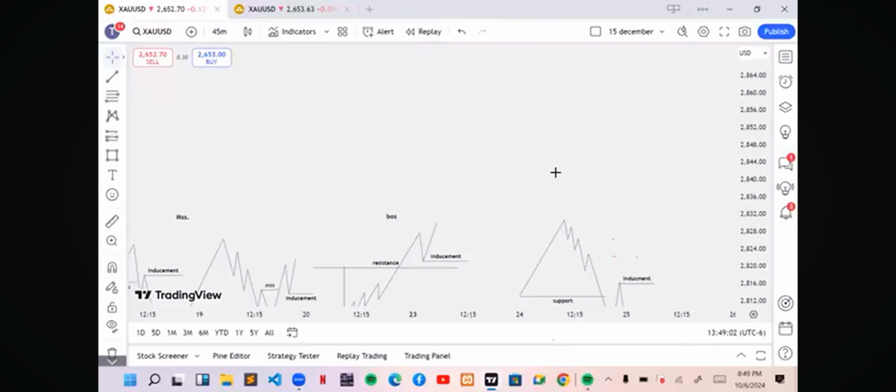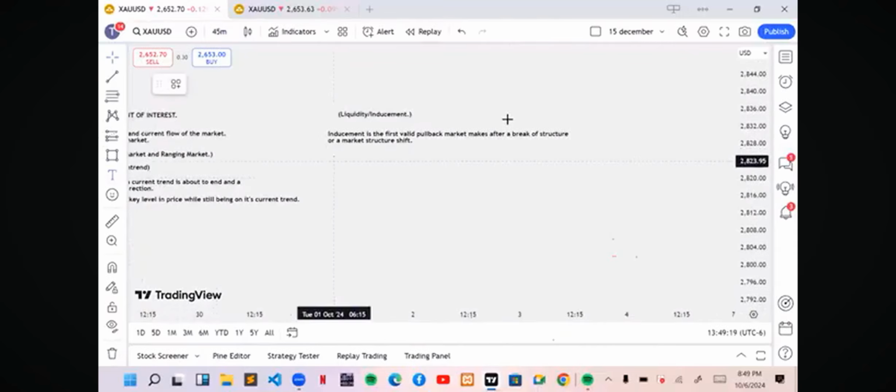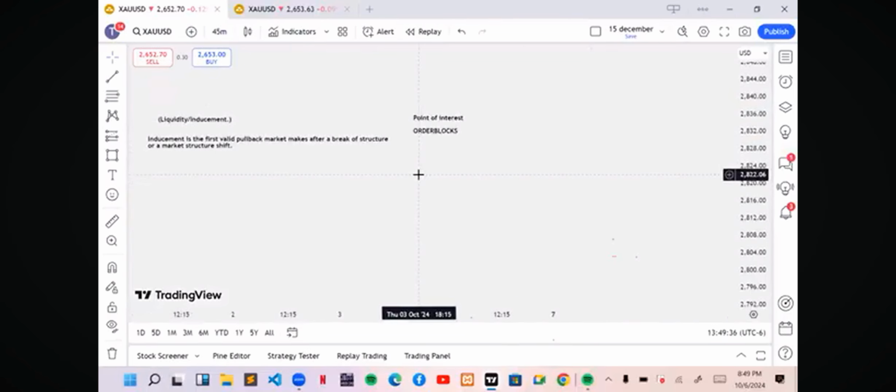So there are literally 2 types of order block: a bullish order block and a bearish order block. You use your bullish order block when you're looking for buys, and your bearish order block when you're looking for sells. So for point of interest, order blocks: there's the bullish order block and then there's the bearish order block.